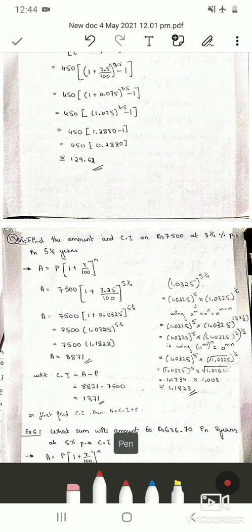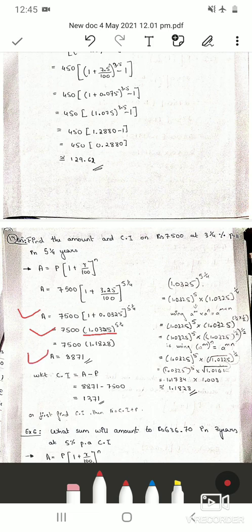So now I got R as 3.25 by 100 whole raised to 5 into 1 by 4. Therefore amount will be 7500 into 1 plus 0.0325 whole raised to 5 and 1 by 4. So this is 7500 into 1.0325 whole raised to 5.25. So when I simplified this, I got 7500 into 1.1828.